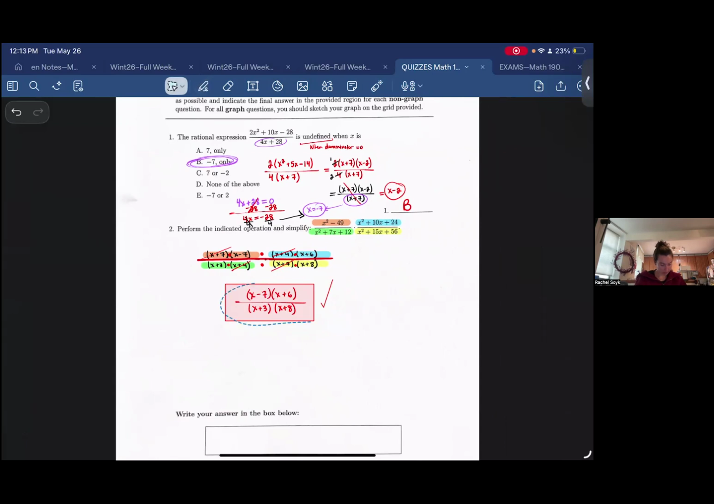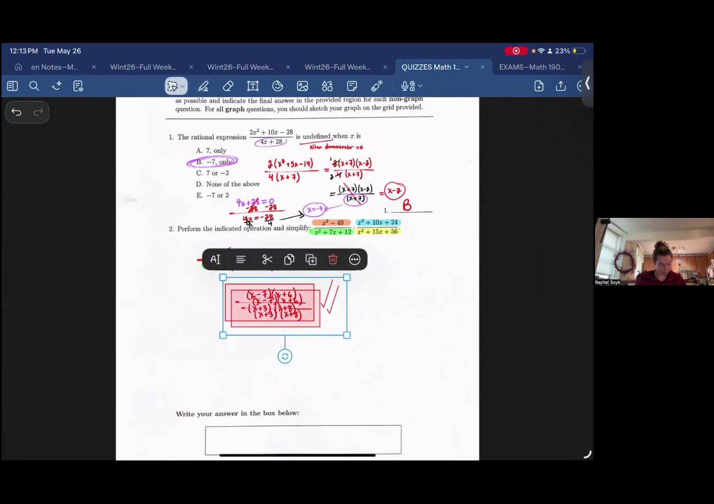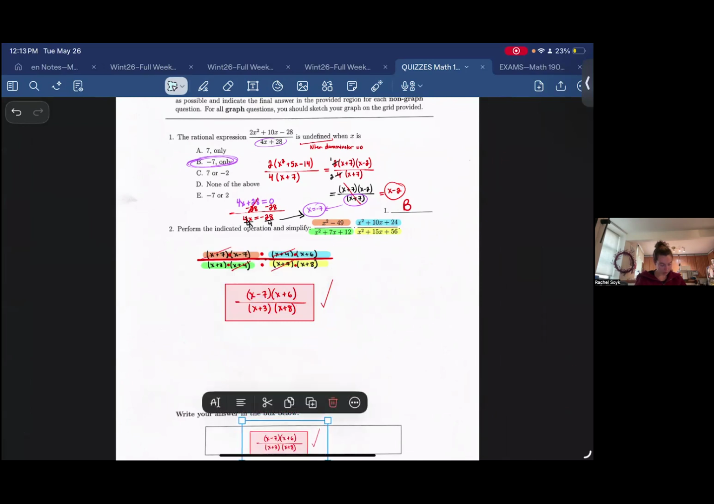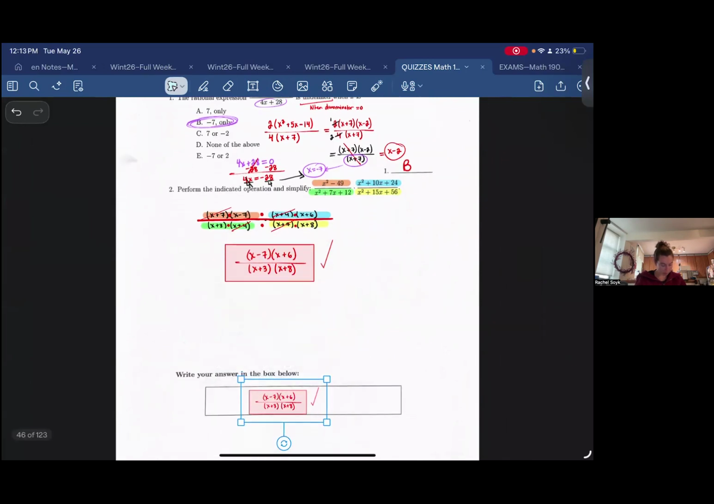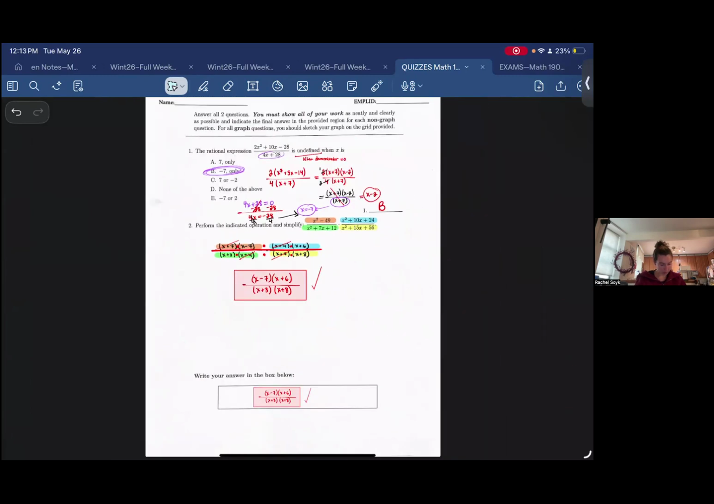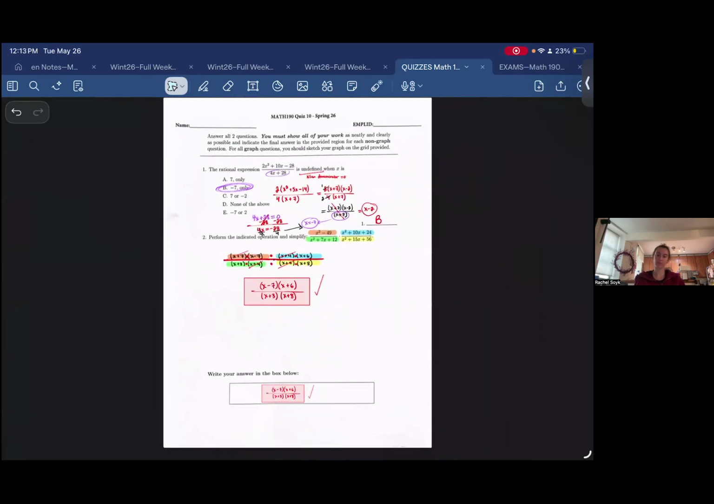And that is the completion of problem 2 and also the completion of our lecture quiz 10.